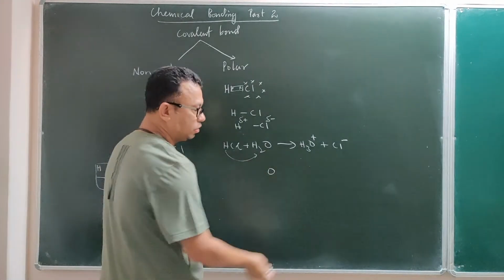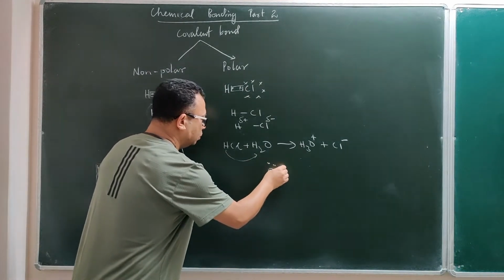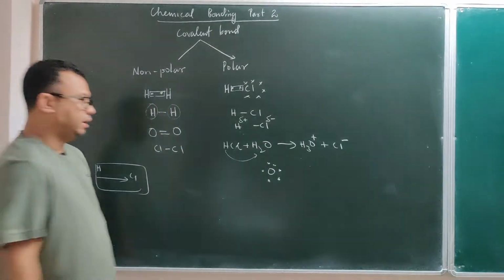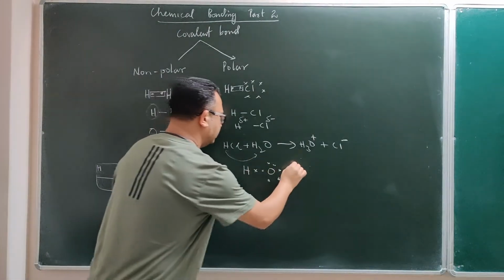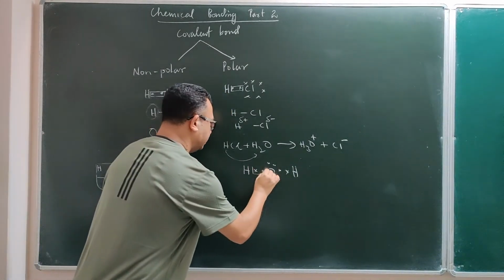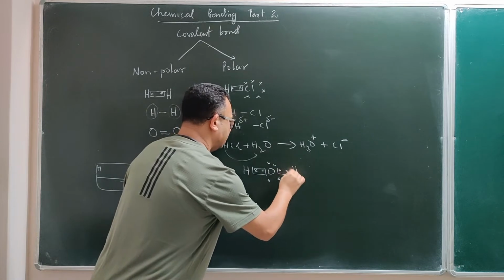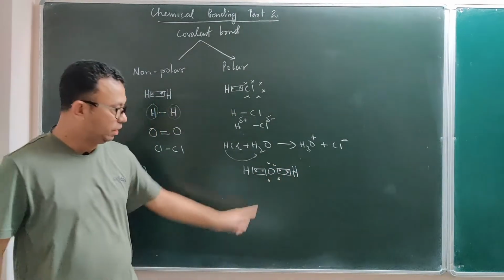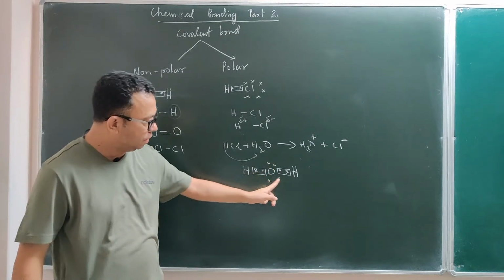Now let me write for oxygen. Oxygen has 1, 2, 3, 4, 5, 6 electrons in the outermost shell, and hydrogen has one here and another here. In the water molecule, they will share these electrons. Now if you count hydrogen, this hydrogen has a duplet, that hydrogen is also a duplet. If you count oxygen, 1, 2, 3, 4, 5, 6, 7, 8.